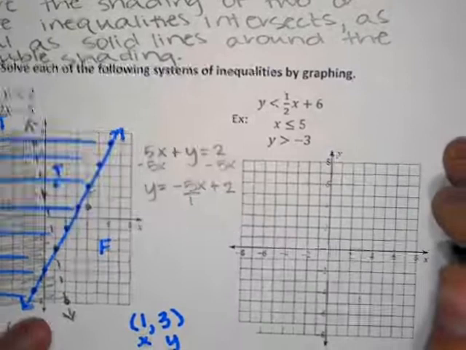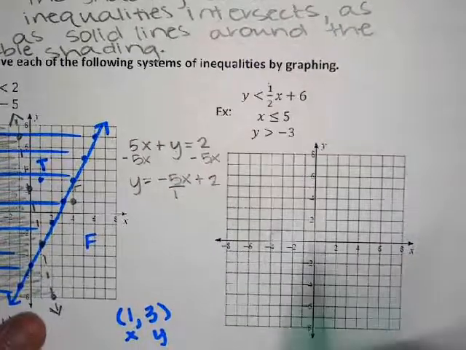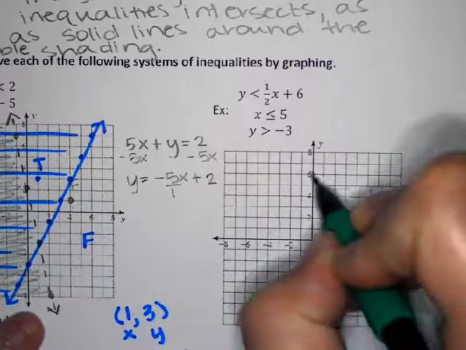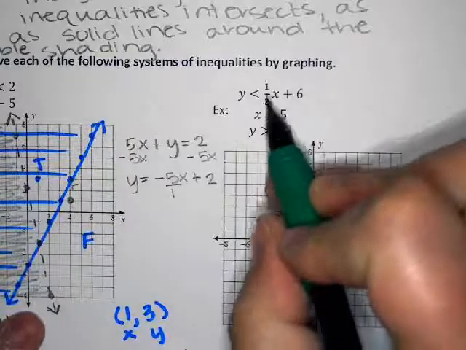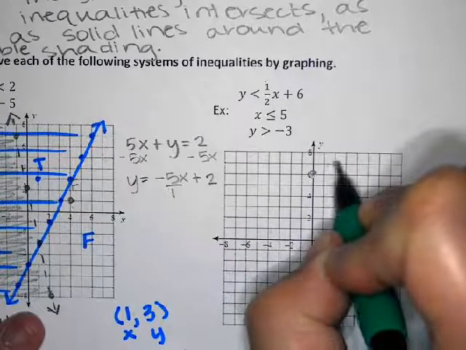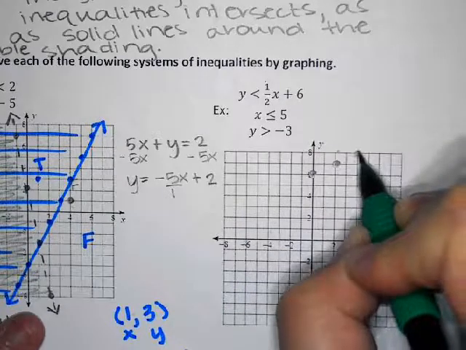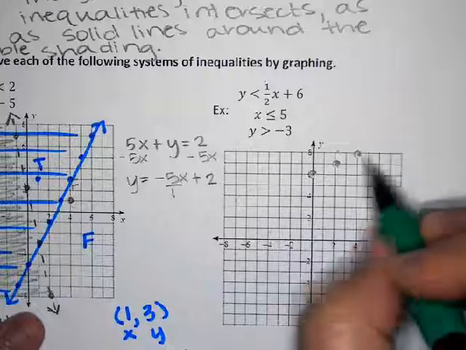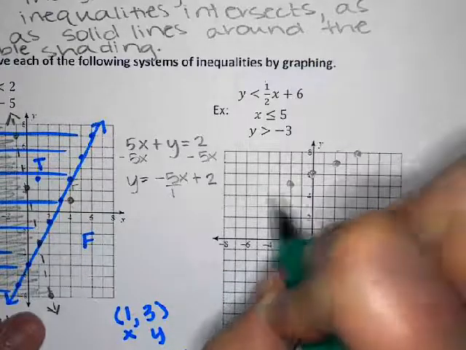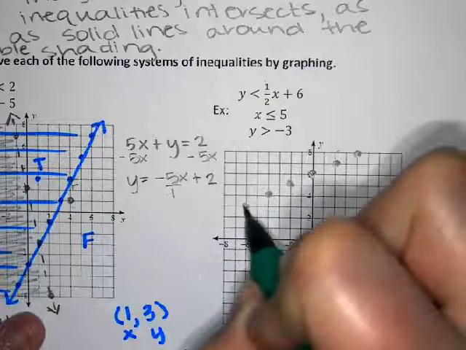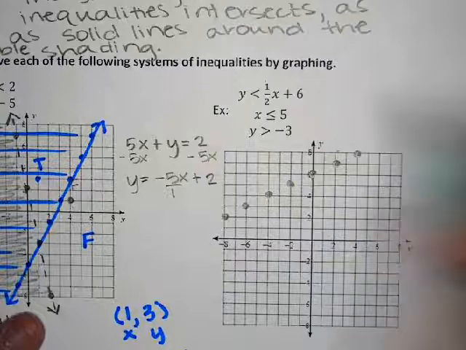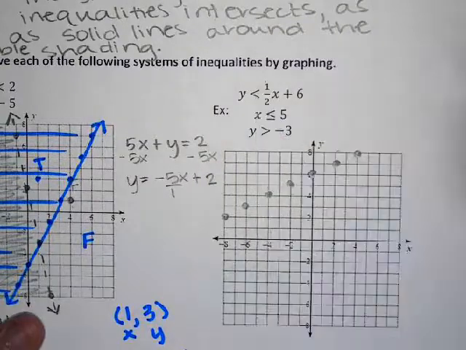So the next one starts with a y-intercept of 6. And we go up 1 to the right 2. Up 1 to the right 2. I ran out of space that way, so I'm going to go the opposite. Down 1 to the left 2. Down 1 to the left 2. The symbol tells us to draw a dotted line.